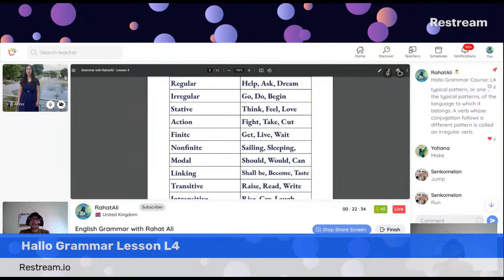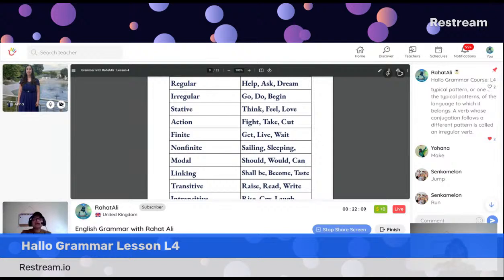So get, live, wait. And non-finite generally is when it doesn't have any object. If I give you an example, it will be clear. For finite verb, like I live in a small town. So you can see, if you ask where do you live, small town. So it has got an object. So this is finite verb. Live is a finite verb.